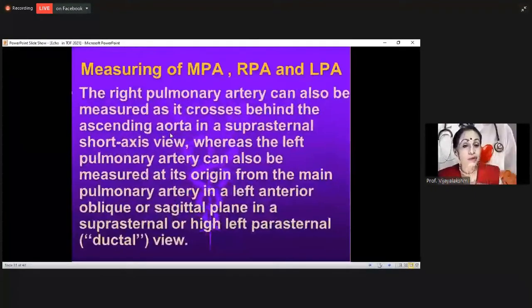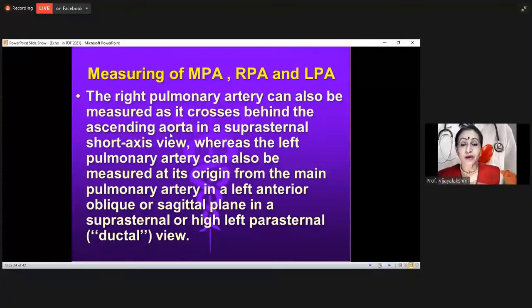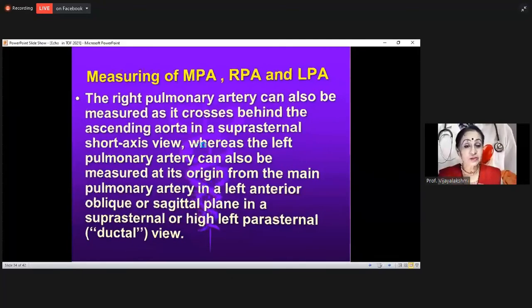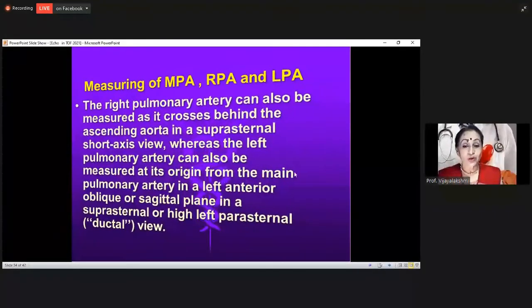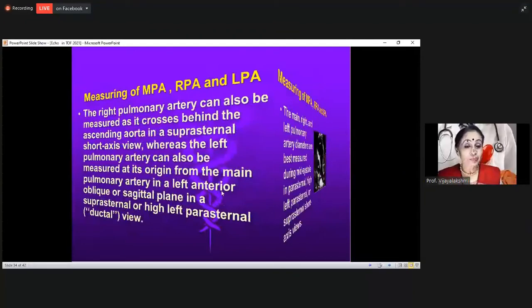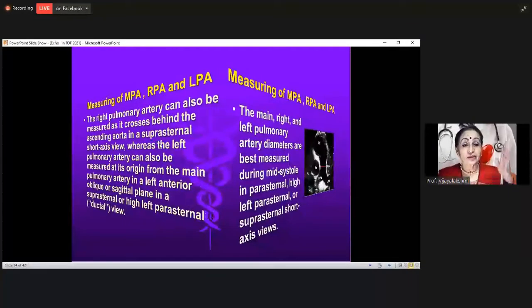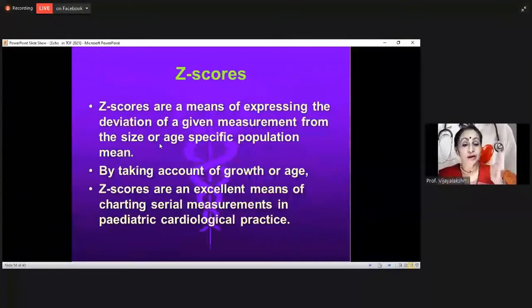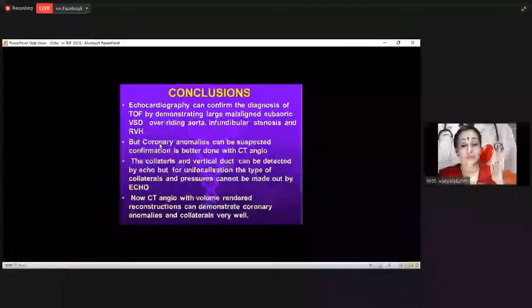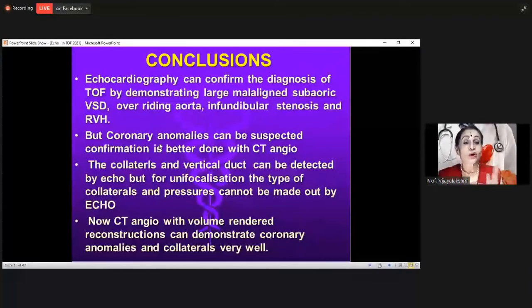So measuring the main pulmonary artery, RPA and LPA is extremely important for the surgeon, so we have to see that they are measured, and this can be done in various ways. Here you can see that we can measure the main pulmonary artery, RPA, LPA, and then we can take the Z-score. Depending on the Z-score, it can be decided whether the patient goes for surgery or not.